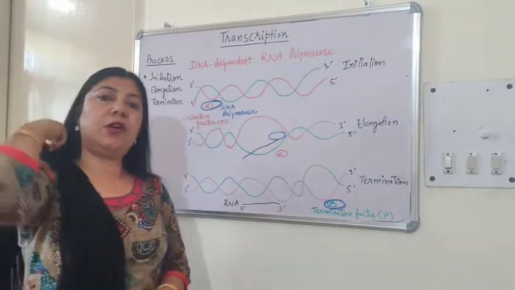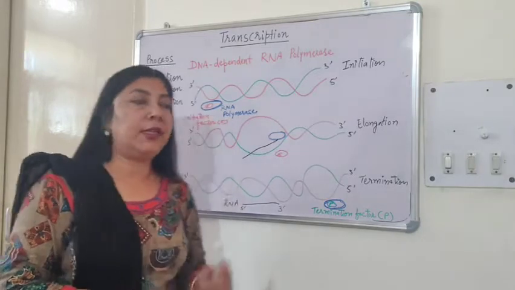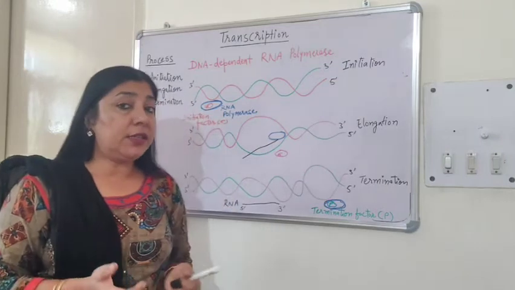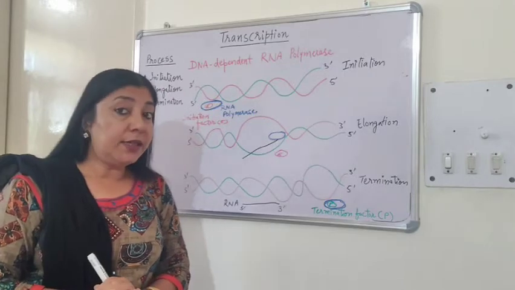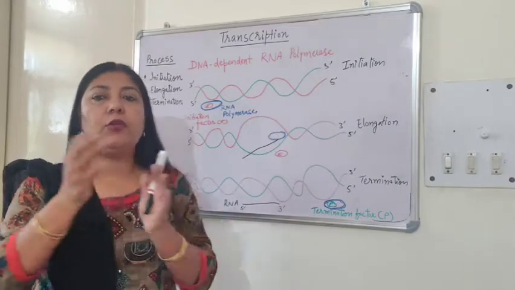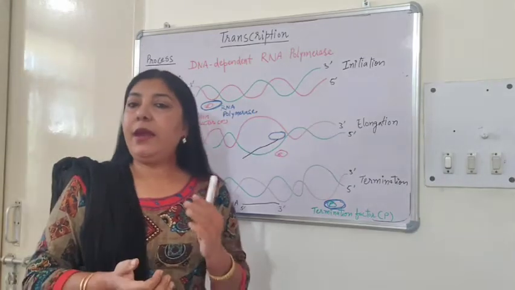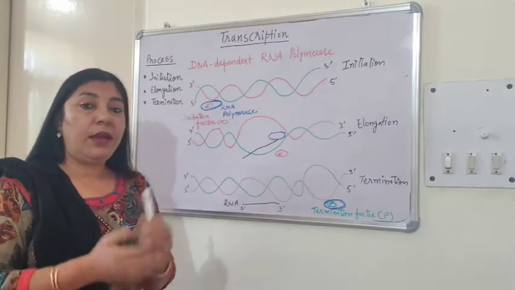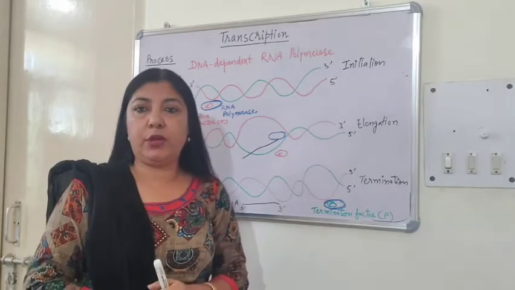Let us now study the process of transcription. The enzyme responsible for the transcription process is DNA-dependent RNA polymerase. This DNA-dependent RNA polymerase has some specialities. First, it will always polymerize in the 5' to 3' direction. Second, it does not require any primer. Third, it will unwind and do the elongation process both.